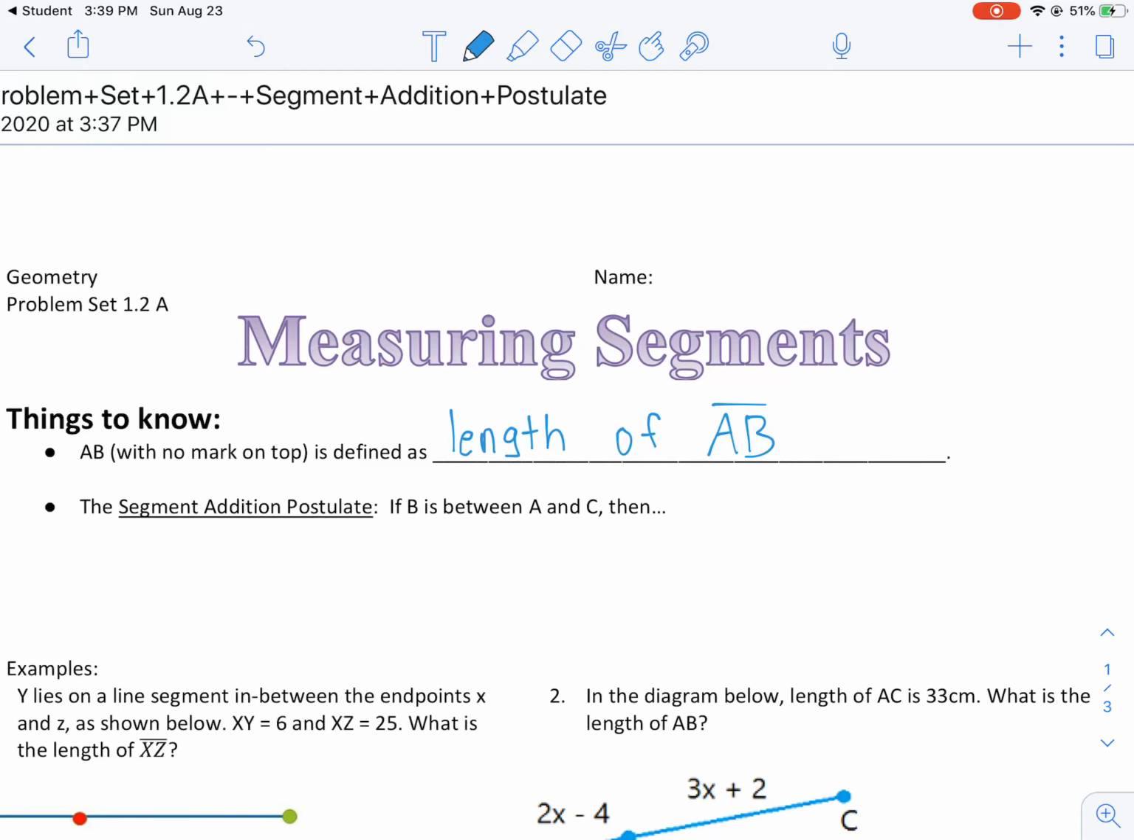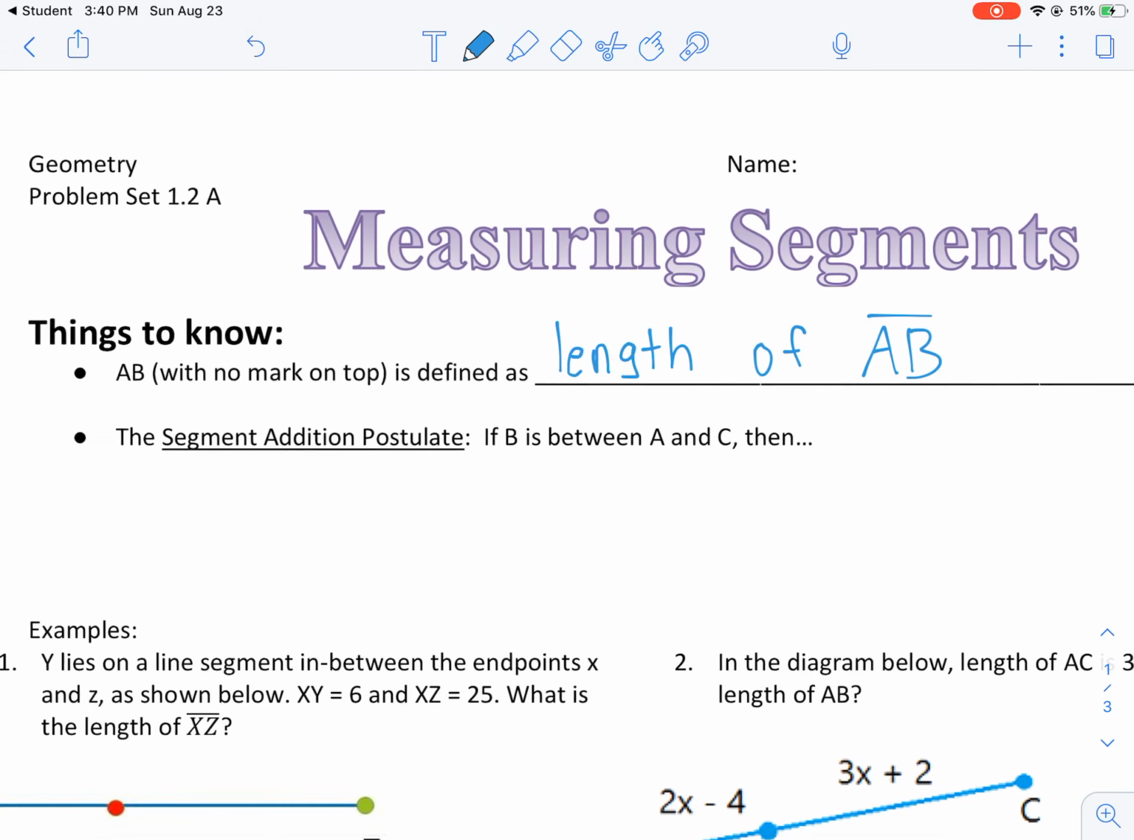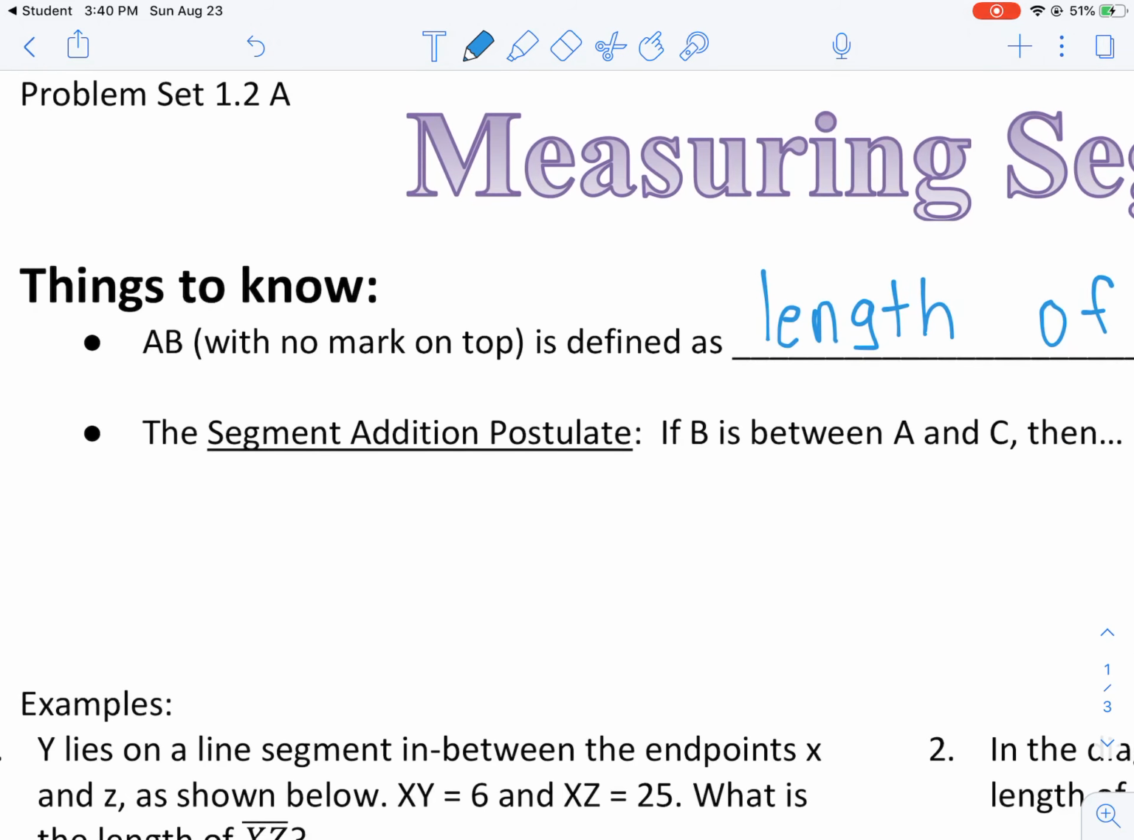So that's going to lead us into a postulate that we're going to learn today. And remember, a postulate isn't something that we need to prove. It's just kind of common sense, something that we accept as true. So the segment addition postulate says if B is between A and C, then AB plus BC equals AC. And that might look a little complicated, but with a picture, I think it makes sense.